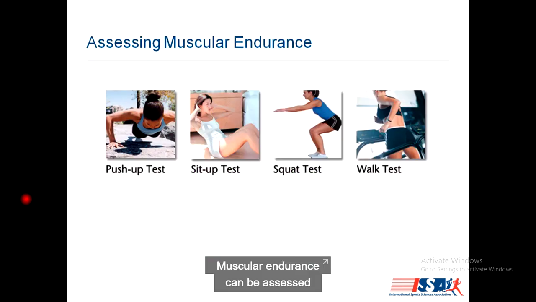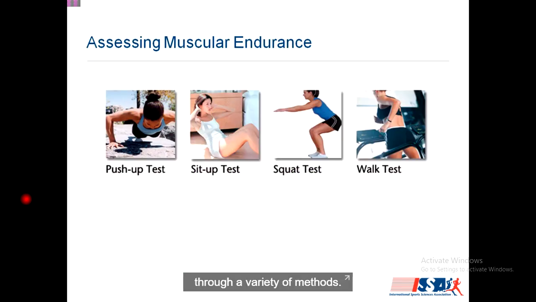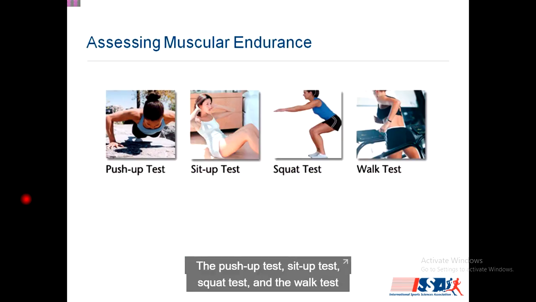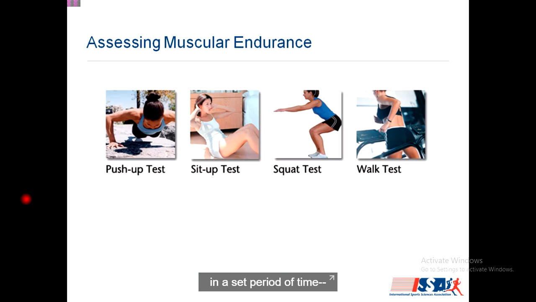Muscular endurance can be assessed through a variety of methods. The push-up test, sit-up test, squat test, and the walk test are some of the more common methods. These tests all involve counting the maximum number of repetitions or distance that can be completed in a set period of time, most commonly 1 minute.